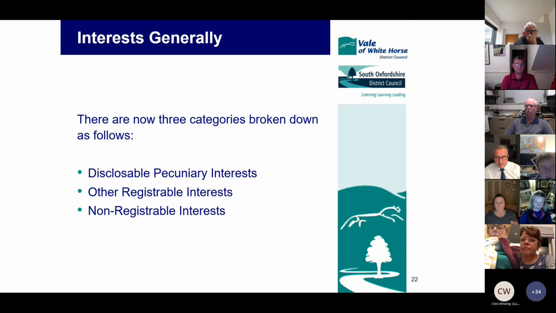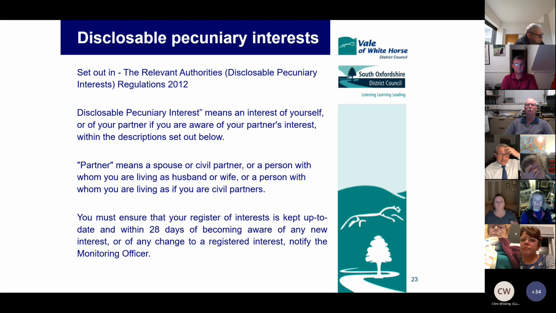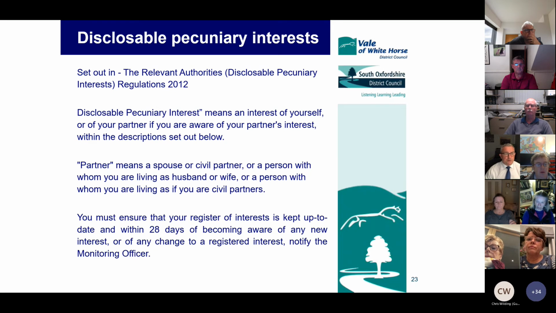So straight away then, disclosable pecuniary interests. They're set out in regulations. They are very clearly expressed. What they mean is that it's an interest of yourself or your partner, if you're aware of your partner's interest. The descriptions I'll go through in a moment. Partner means spouse or civil partner, or a person with whom you're living as husband and wife, or a person with whom you're living as civil partner. So anybody close to you in that respect.